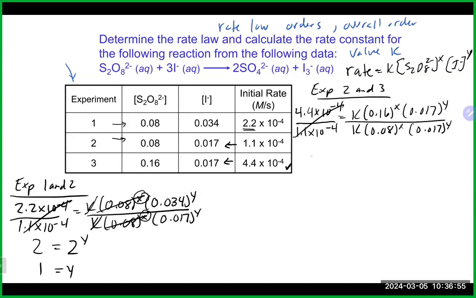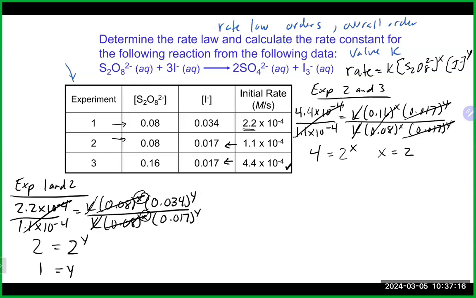All right, so that's going to give me a 4, it looks like. And once again, these K's are going to cancel. These guys here will not completely cancel, but give me a 2 to the X. These guys will completely cancel. And that means in this case, X is going to be 2, second order with respect to our first reactant.